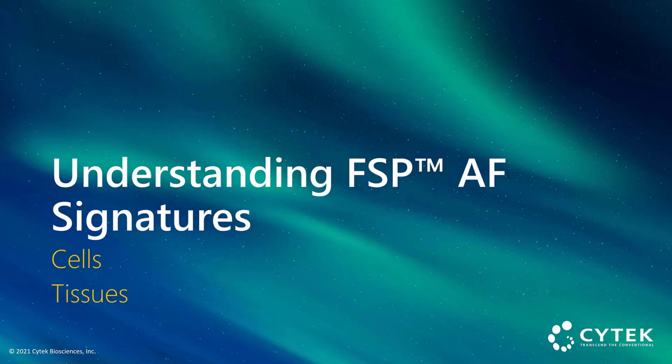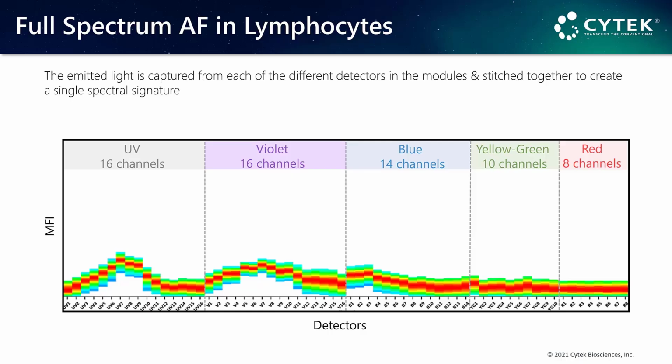So let's begin by understanding the common characteristics of autofluorescence signatures. And in order to orient you to the characteristics of autofluorescence that we're going to discuss today, let me talk about how our full spectrum profile signatures are created. The full spectrum profile of cellular autofluorescence, just like the signature of fluorochromes, consists of light that is captured from each of the different detectors associated with each of the laser modules on our Aurora and Northern Lights instruments. The signal from each of these detectors is then stitched together to form a fluorochrome signature.